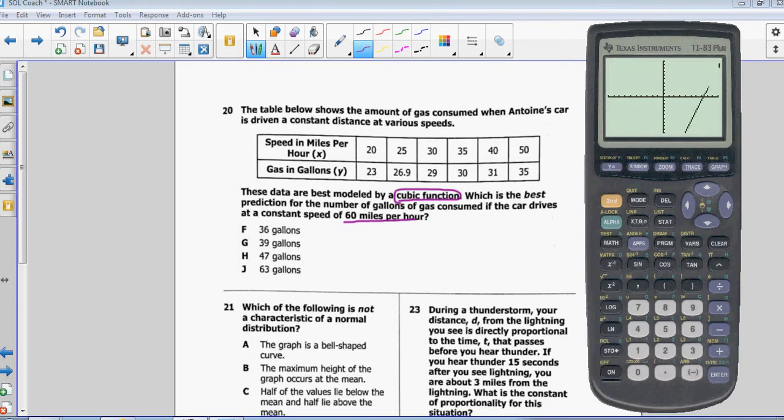I can actually trace that to a value that I want, but only if I set my window so it goes big enough. So I need to set my window so that my x's are going to go up to 60 at least, and probably 70 just to be sure. And then my y's have to go pretty big too. I'll just make my y's go up to 70 also. I'm looking at the gas, and the gas seems like it's lower than the speed. So my x max is going to go up to 70. And my y max is going to go up to 70.